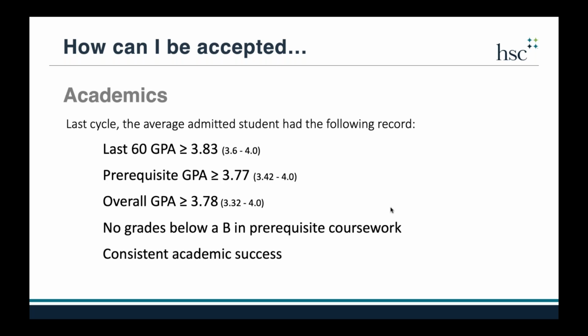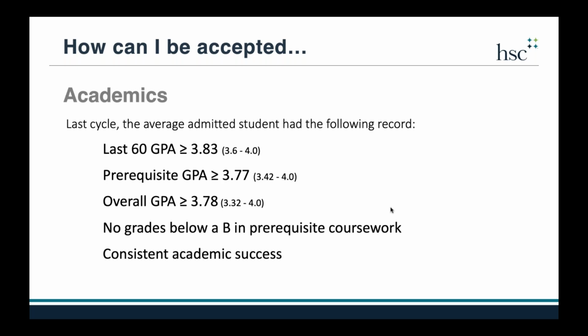So you can see in our most recent application cycle, we looked heavily at the candidate's last 60 GPA, and that was an average of about a 3.8 for our admitted student. The range of GPAs for admitted students in regard to last 60 GPA was about a 3.6 to a 4.0. We also look heavily at prerequisite GPA, and so that again was almost a 3.8 average GPA. The range for that was about a 3.4 up to a 4.0.